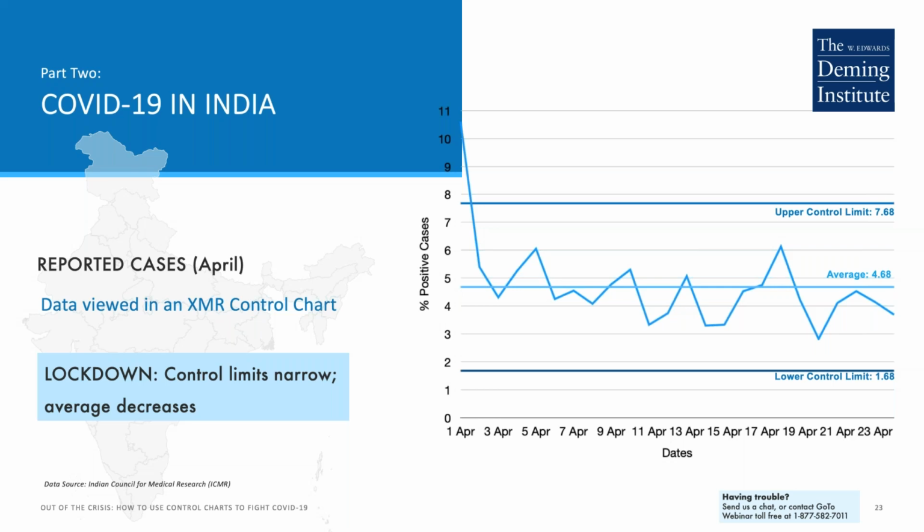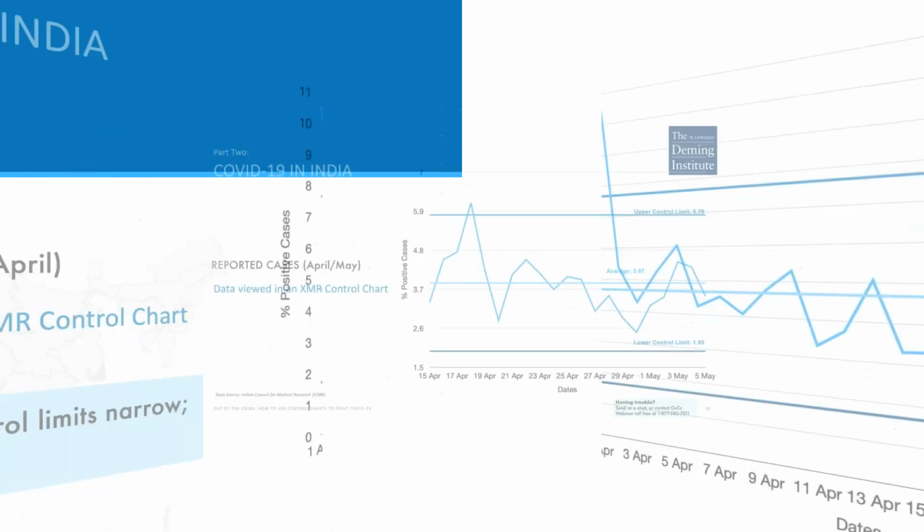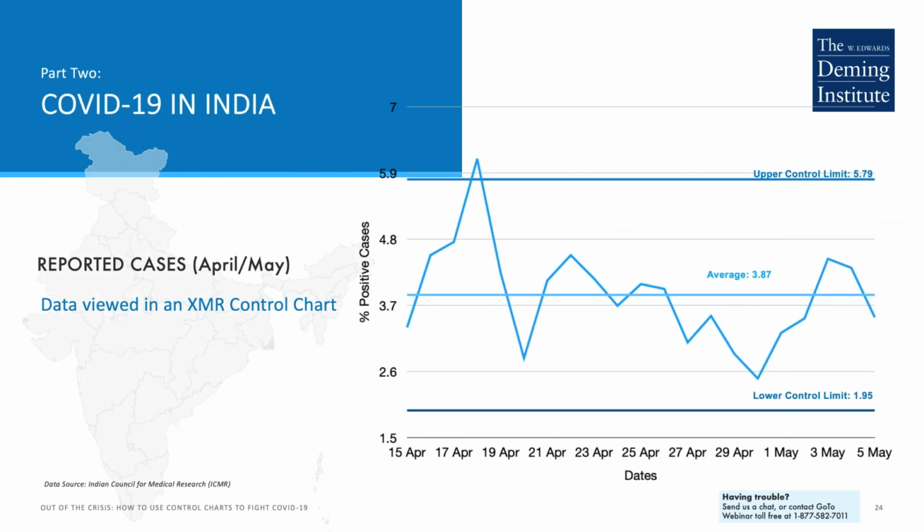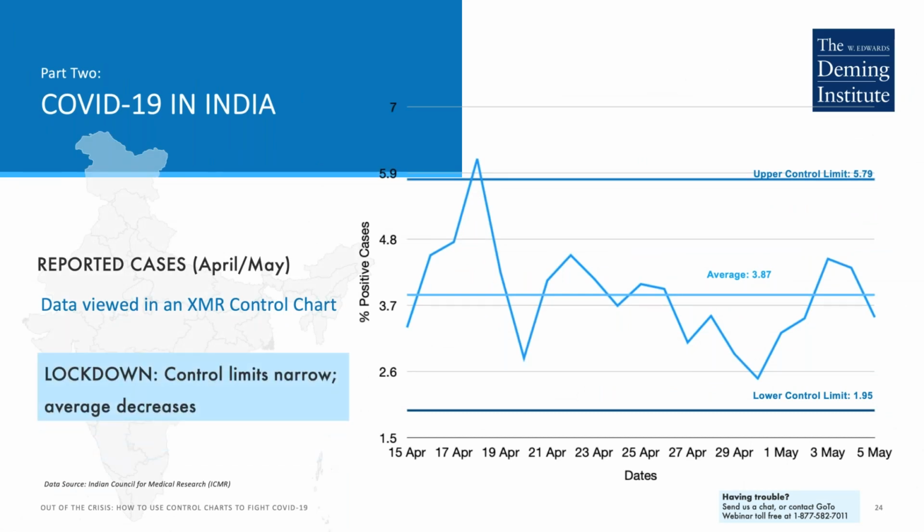Now, as we move into May, see what has happened. Things are getting even more predictable. On the control chart now, the average is 3.87, the lower limit is 1.95 and the upper limit 5.79. Much, much better than what we saw in the previous case. But there has been one spike. That spike would not have been there with the previous upper limit, but it has come up as a spike now.